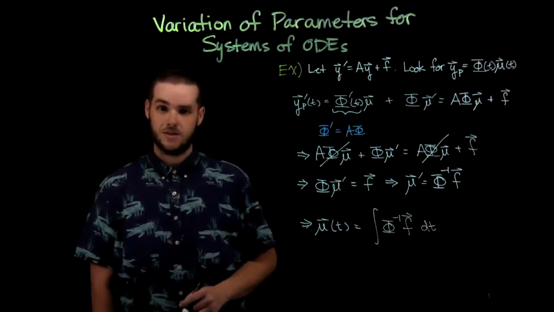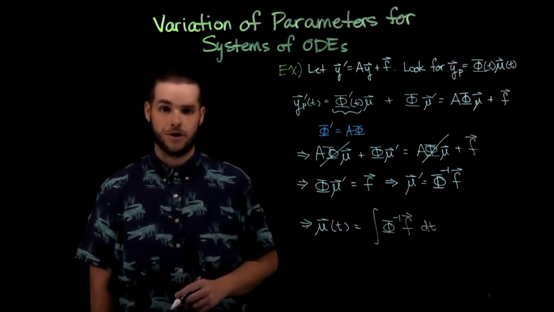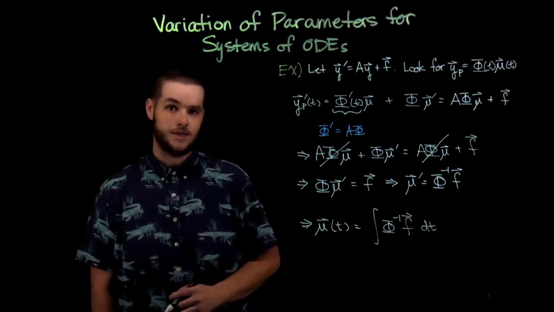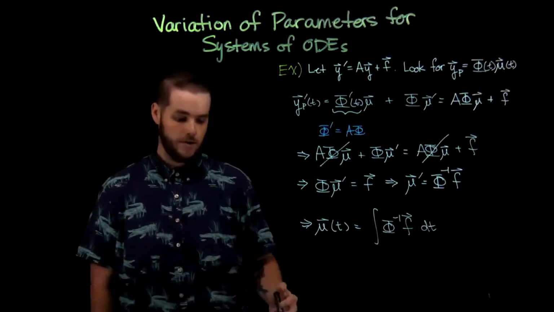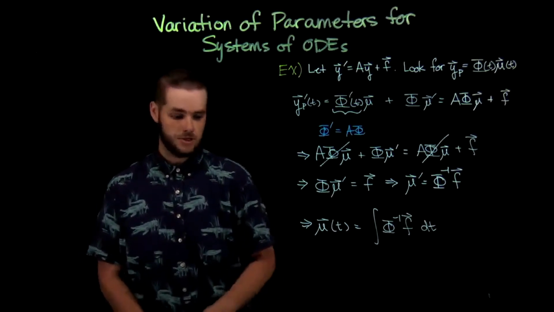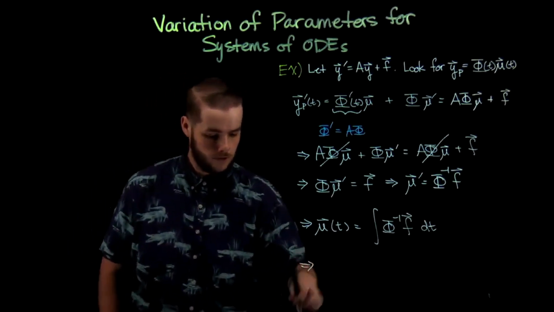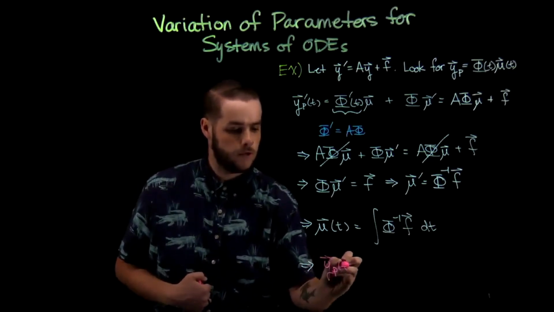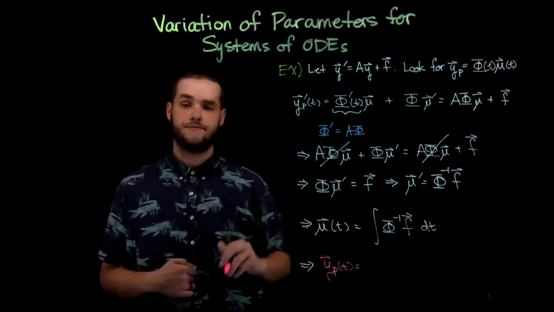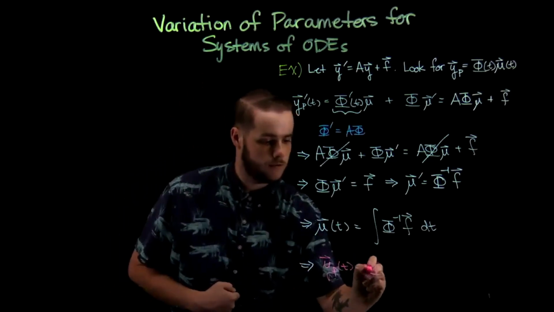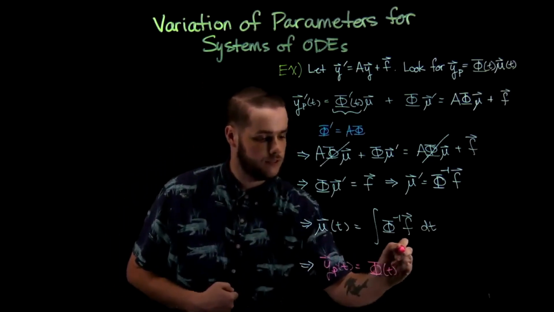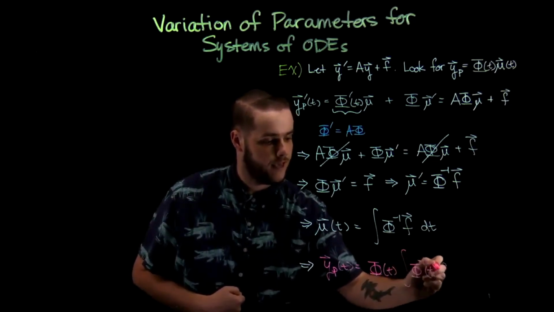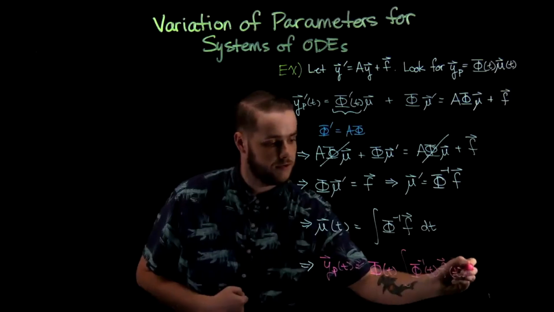Taking a matrix times a vector will produce a vector, an n by 1 column vector. And integrating that vector-valued function is equivalent to just integrating each of its components. So in this way, we have found a way to determine the particular solution. Yp is mu times phi, or phi times the integral of phi inverse f with respect to t.